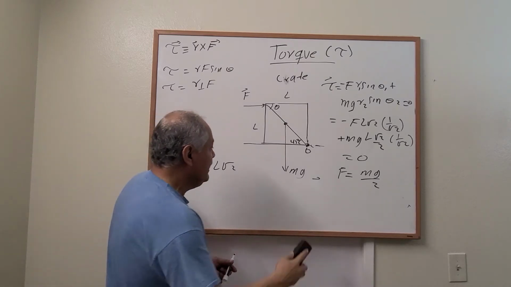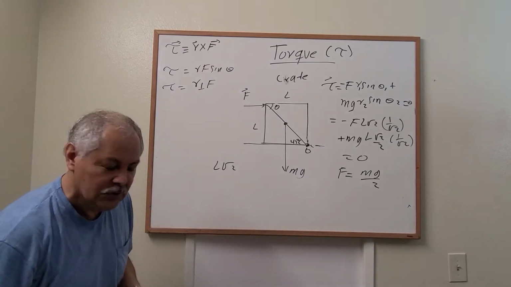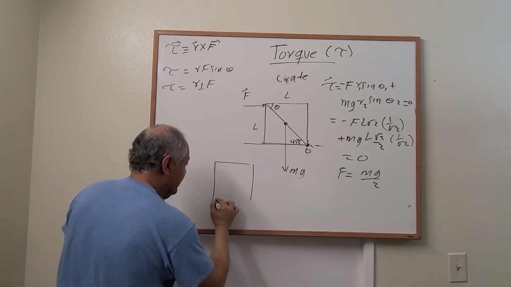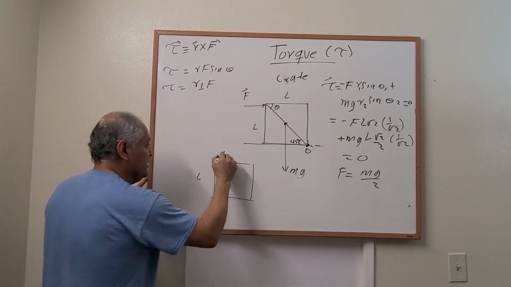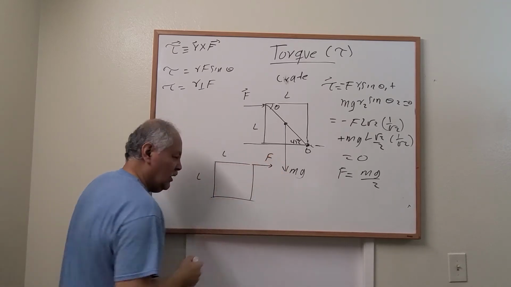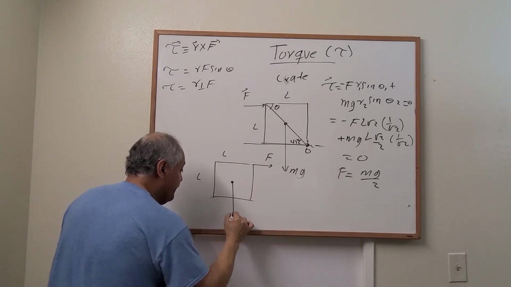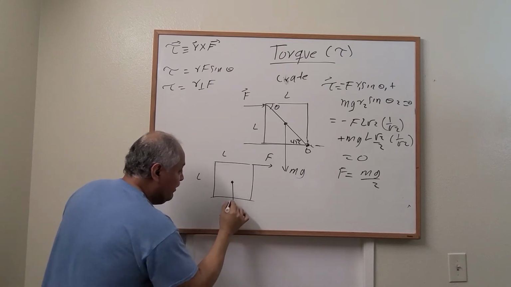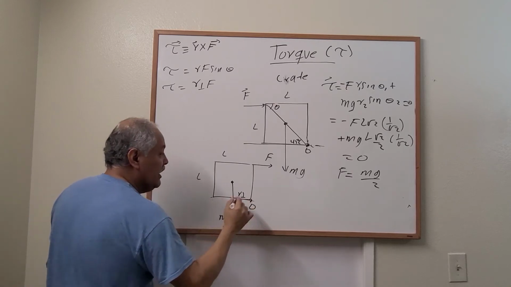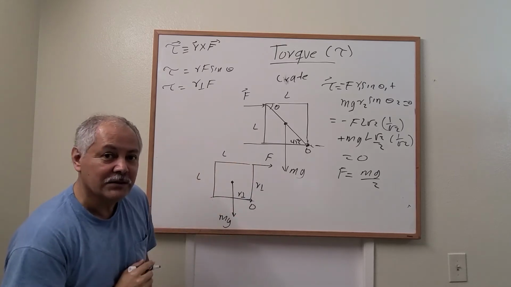Perfect. Now, instead of dealing with angles, let's go to this case using the perpendicular conditions. For this second case, we have the cube. This is L, this is L. Now this is the line of action of the force, so we can place the force on that position. Also, we have mg. Now this is the perpendicular r for mg, the perpendicular distance to the force.